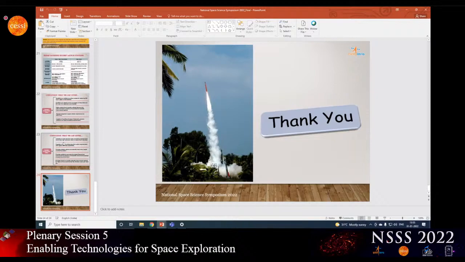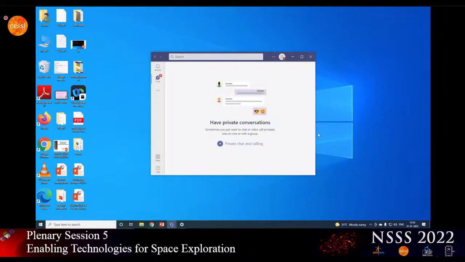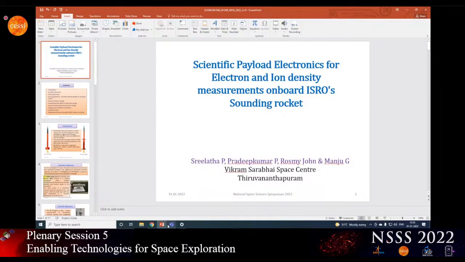I think that answers Ramesh sir's question. We thank you very much, and we'll move to the next presentation. For today's first session, the next presentation is on scientific payload electronics for electron and ion density measurements on board ISRO sounding rockets, by Srilata P, STL-ESSC. Ma'am, you can load your presentation and start. 20 minutes is allotted.